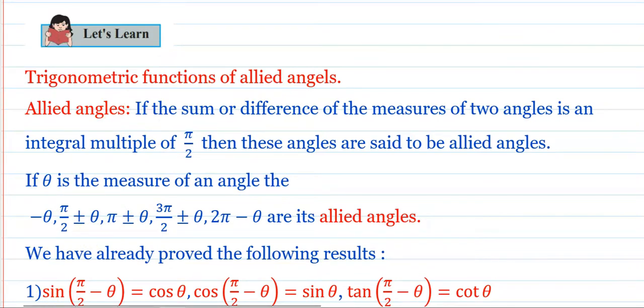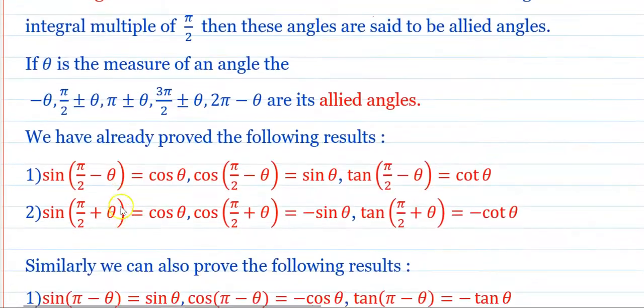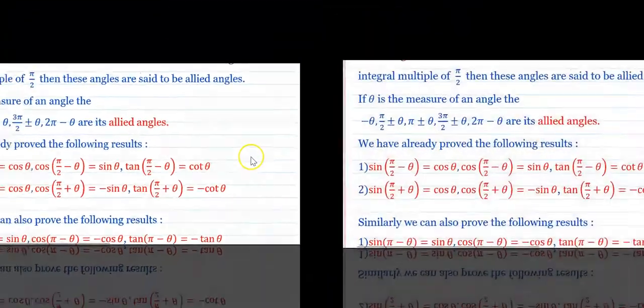If the sum or the difference of measures of two angles is an integral multiple of pi by 2, then these angles are said to be allied angles. If theta is the measure of an angle, minus theta, pi by 2 plus or minus theta, pi plus or minus theta, 3 pi by 2 plus or minus theta, 2 pi minus theta are its allied angles. We have already proved the following results.